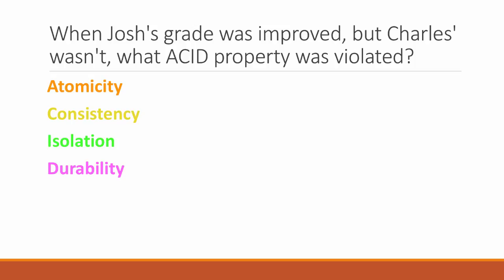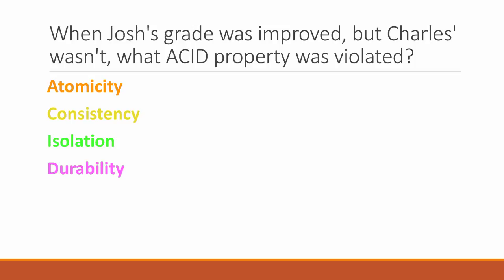There was no way that my grade could have been improved, but Charles's grade wasn't, unless these 2 transactions were interfering with each other, unless they were running at the same time as each other. Because there's no way that if A happened first and then B, or B happened first and then A, that you could ever get this half improved between the 2 of us. So the rule that was violated was isolation.